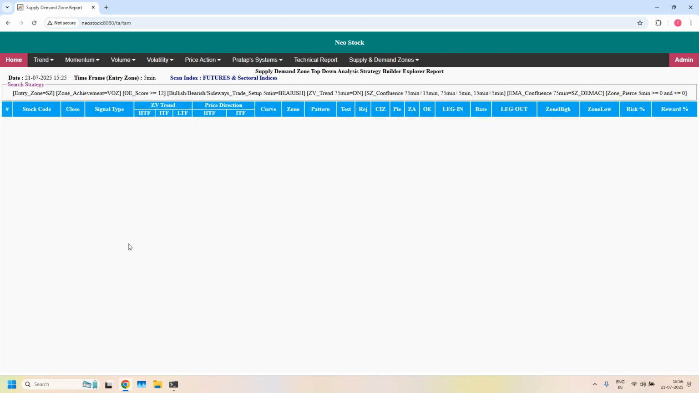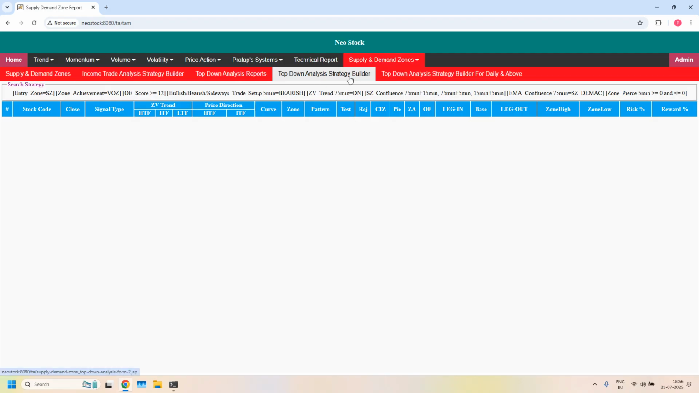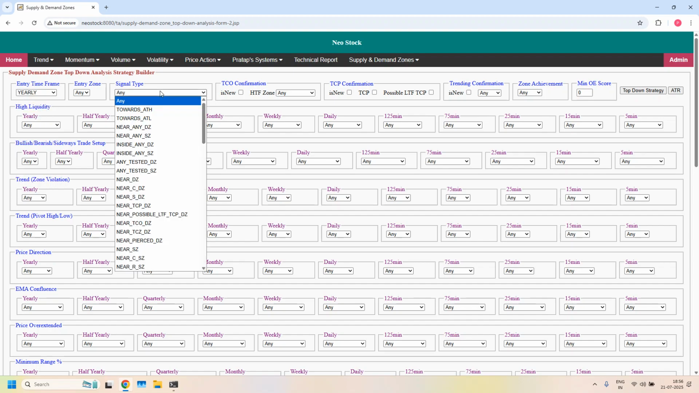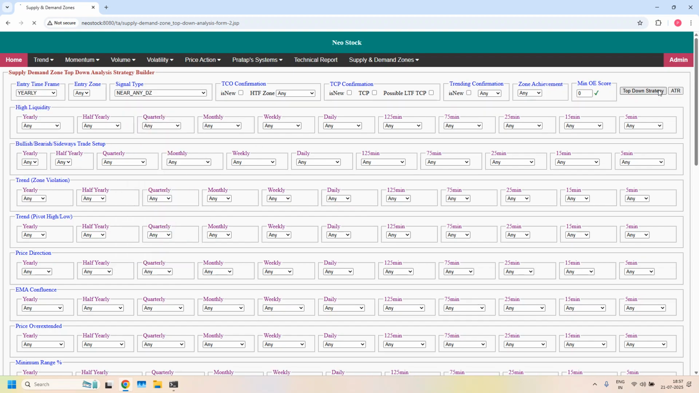Next, I will generate the stocks near demand and supply zones for different time frames except daily and 75-minute time frames, because they are already generated at the beginning of the report. Okay, starting with the yearly time frame, let me check any stocks near the yearly demand zone. No stocks. Stocks near the yearly supply zone, also no stocks.